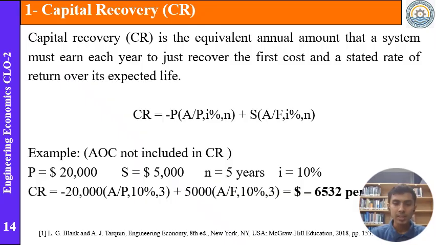So if we take this example, the present value is 20,000, salvage is 5,000, and the number of years is 5. If we calculate its capital recovery at an interest rate of 10%, we find that it is 6,532 rupees. It means that from year 1 to year 5, the project must earn a minimum of 6,532 rupees in order to recoup or recover its initial investment.